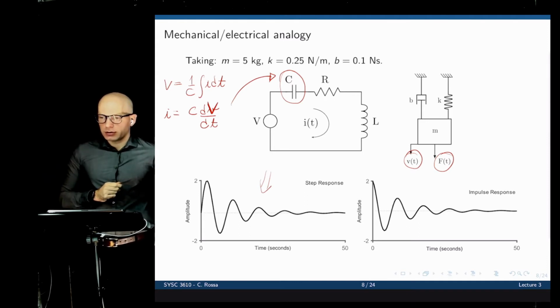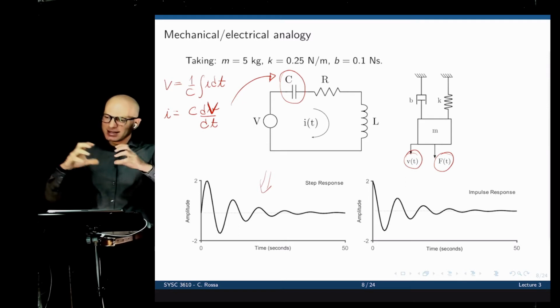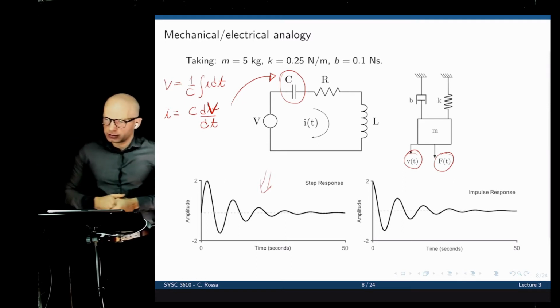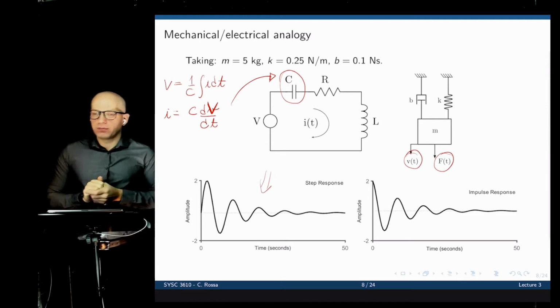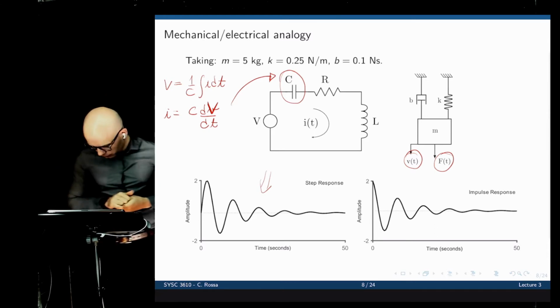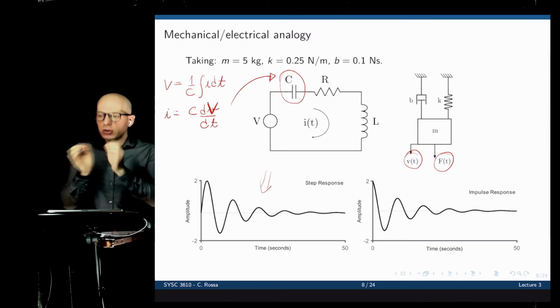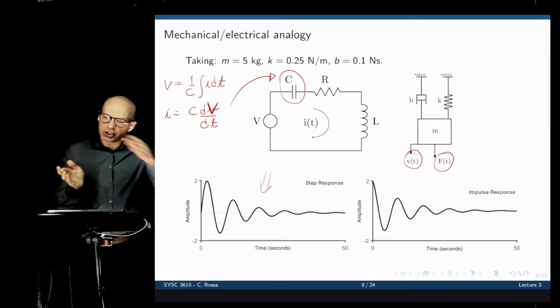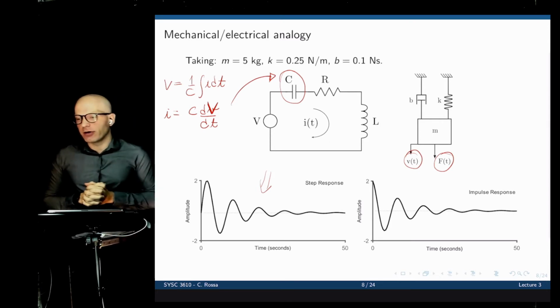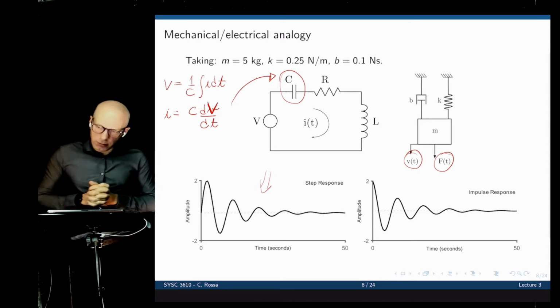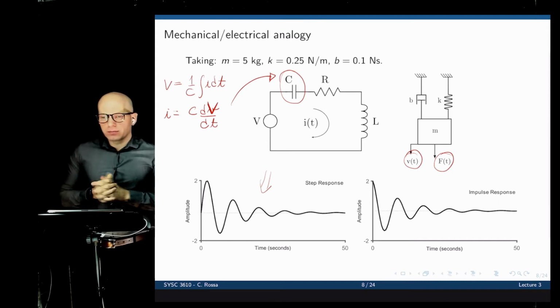It's the same as, a scaled version of the input. Which turns out to be that it doesn't change shape in a linear time invariant system. It is the sinusoidal waveform.